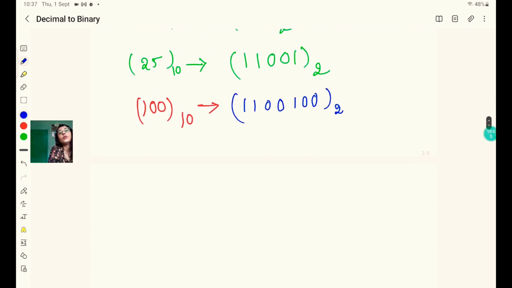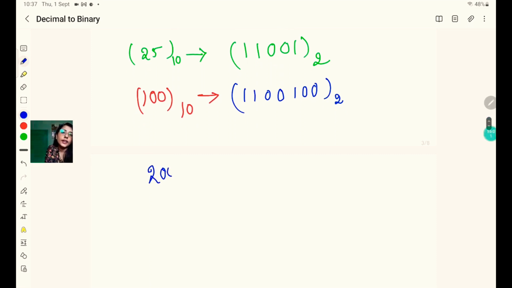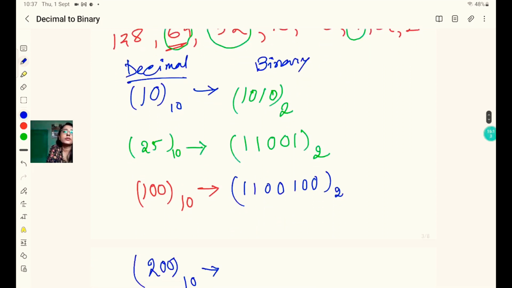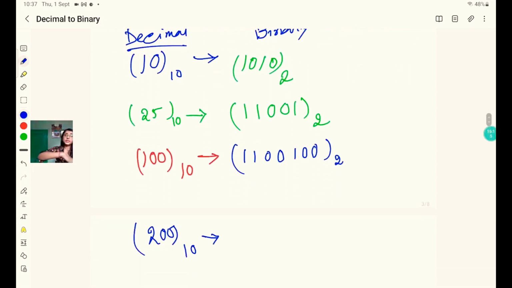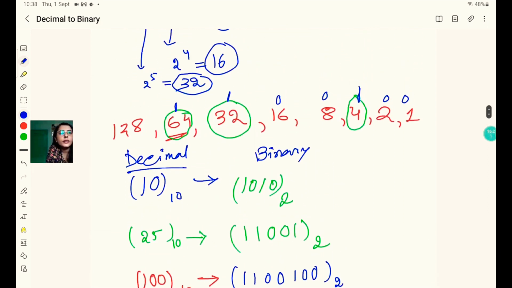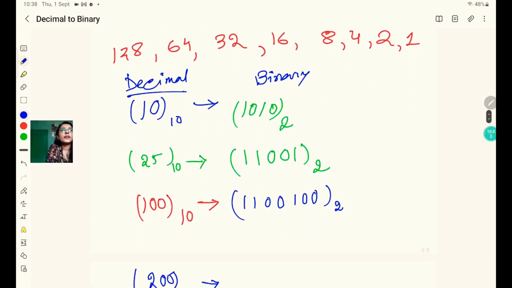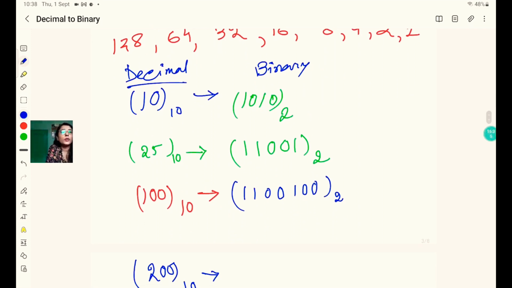Now take one more number which is bigger than it. Suppose we are taking 200 base 10. A decimal number 200 base 10. We are not going to make it without 128, because we need to take 128 here since this is a bigger number. So we need to make 200 by it. How can we make 200 by it? You can make it by yourself by pausing the video and lastly check the answer, okay? I think most of you already have done it. Now I am going to do it, okay?